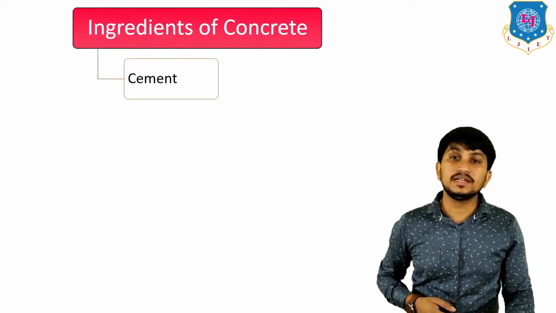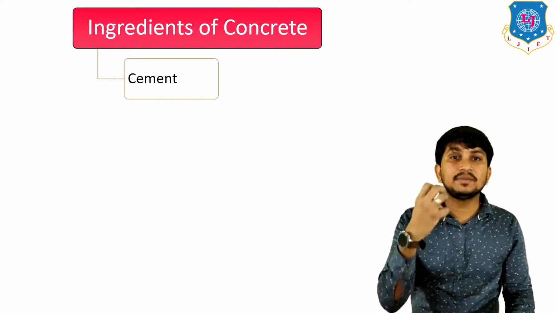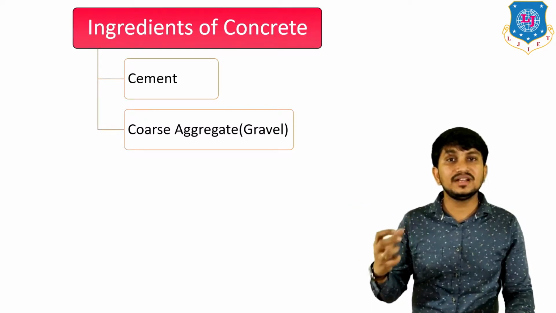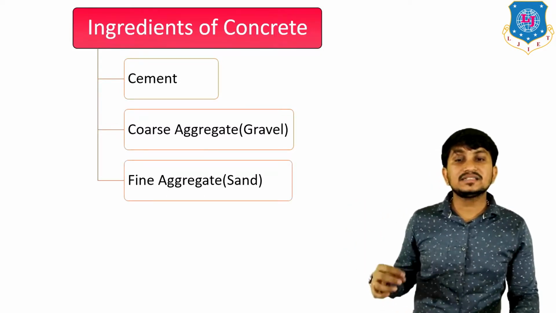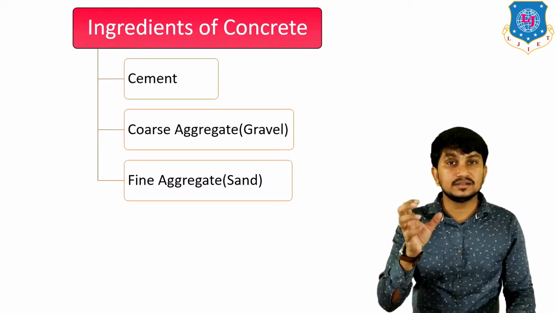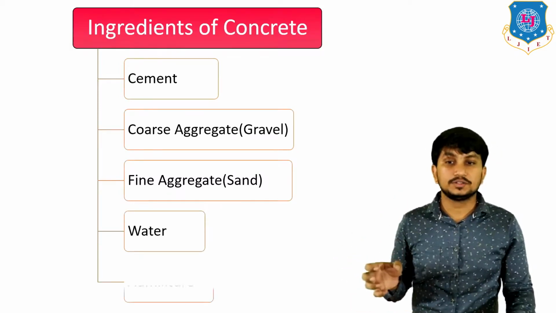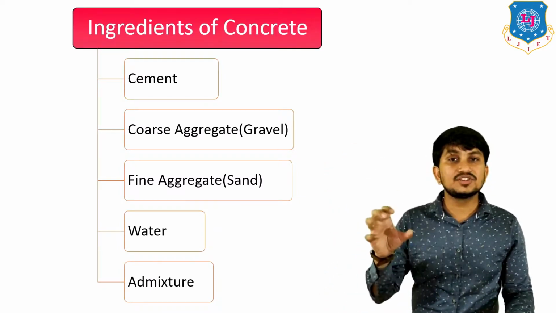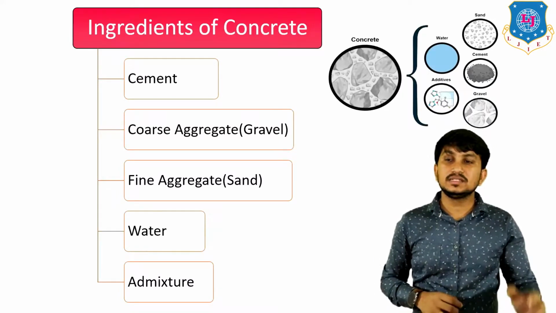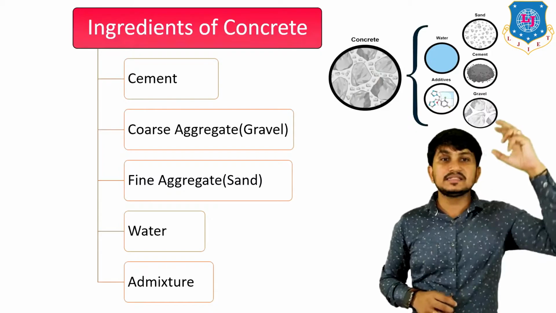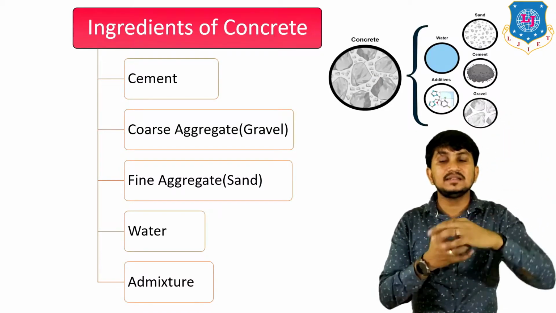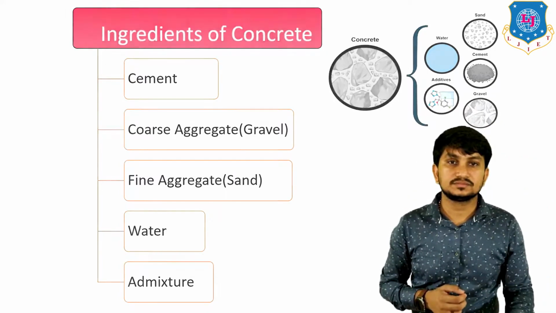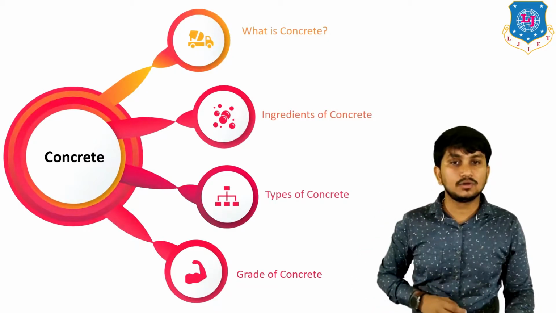The first ingredient of concrete is cement or some binding material like cement or lime. Second is coarse aggregate. Generally gravels are used. Third is fine aggregate in which sand is used, and water. Sometimes admixtures are also added in the mixture for concrete. This is how concrete can be made. Sand, cement and gravel are first mixed, then water and admixtures are added and make the concrete. That's all about ingredients of concrete.